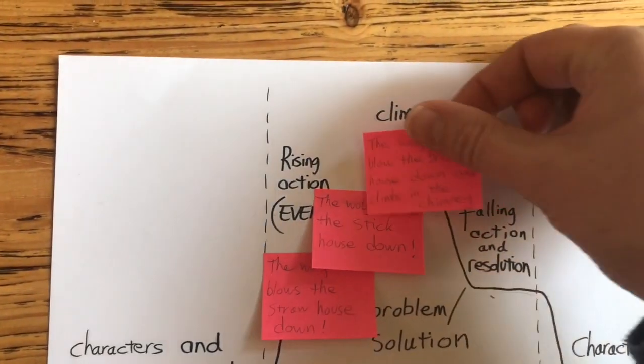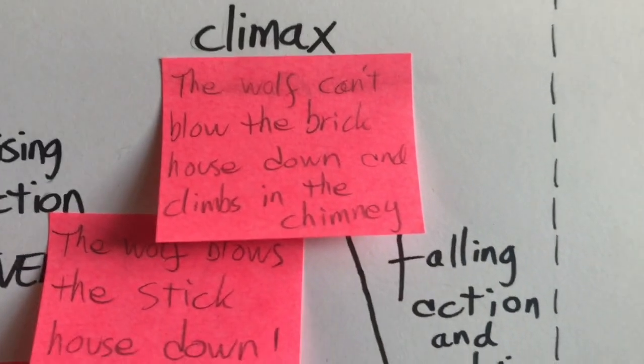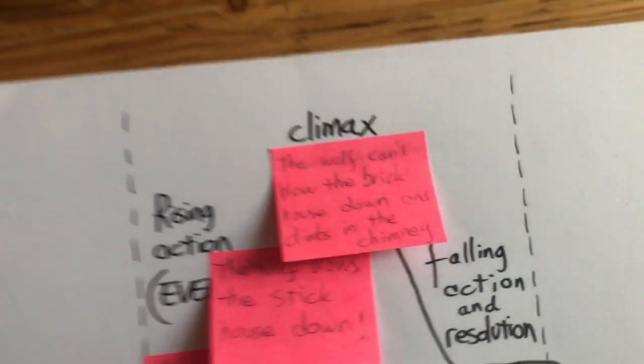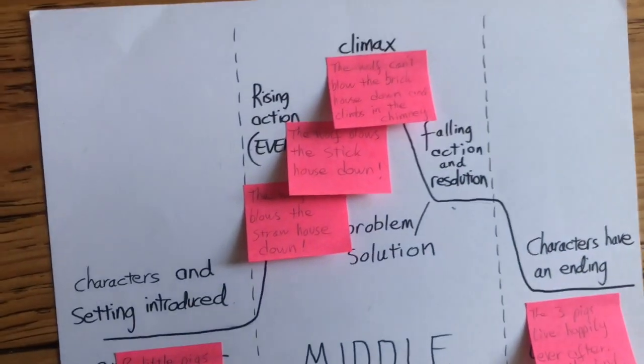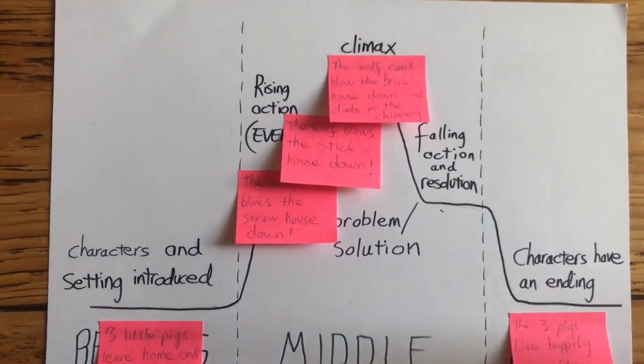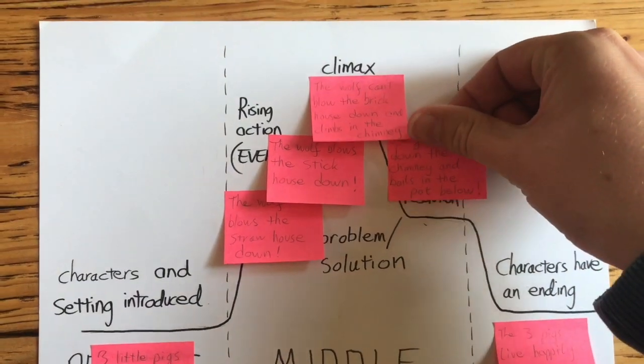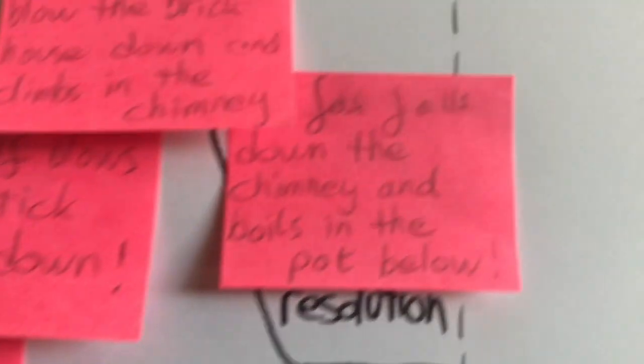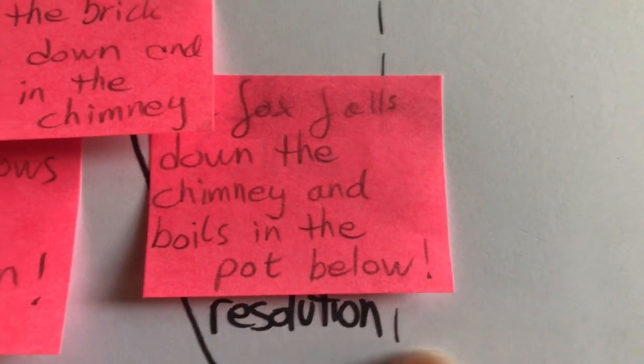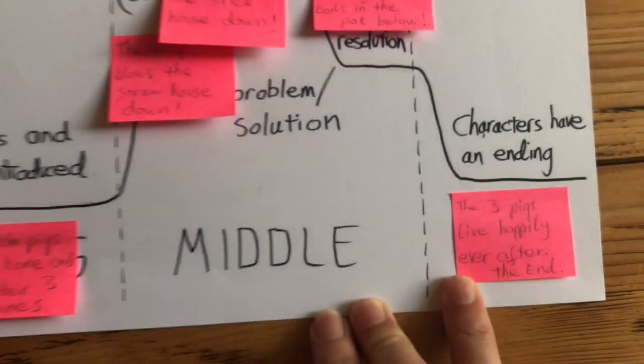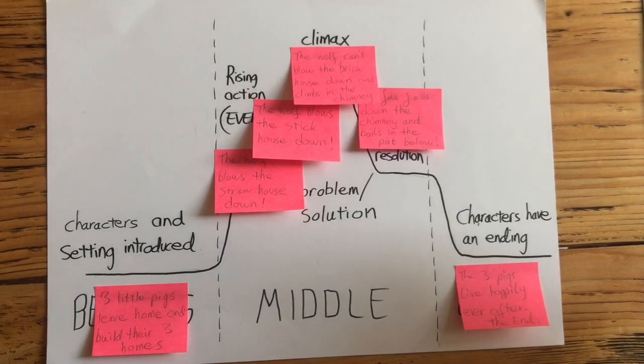Okay, so the climax: the wolf can't blow the brick house down and climbs into the chimney. Now the story's at its point of maximum tension. You're scared for the piggies and you don't know what's going to happen to the wolf. So what happens? The wolf falls down the chimney and boils in the pot below. That's your resolution. And then you can have your ending. The three pigs live happily ever after, the end.